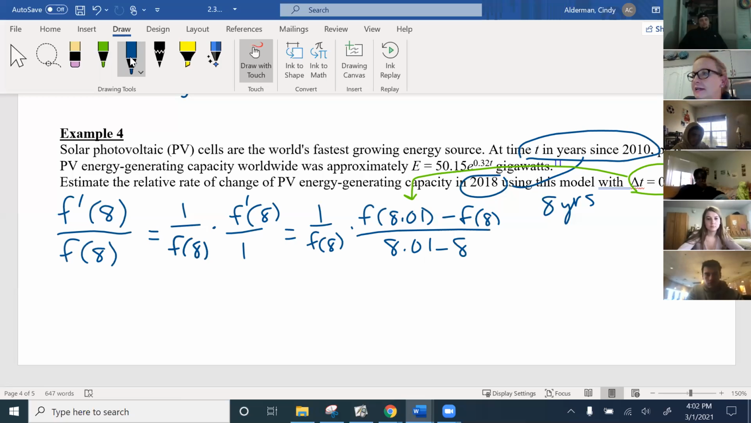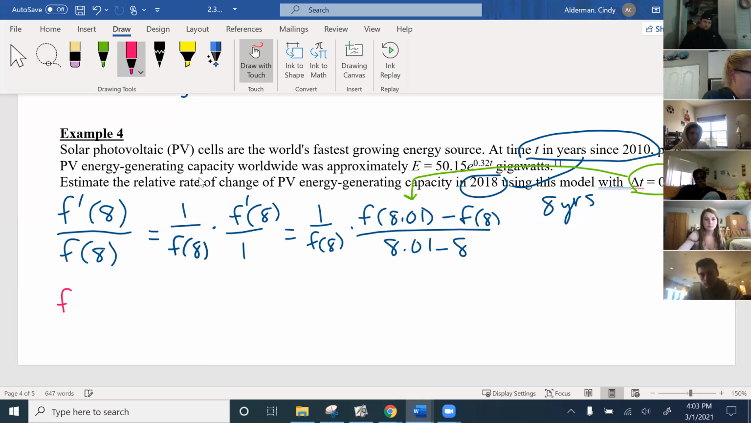Well, what does that mean, F of 8.01? How do I find F of 8.01? What do you guys think? If I gave you that equation and said find F of 8.01, what does that mean? You're going to put that in for your variable, right? So F of 8.01, well, first let's do this in a different color here.